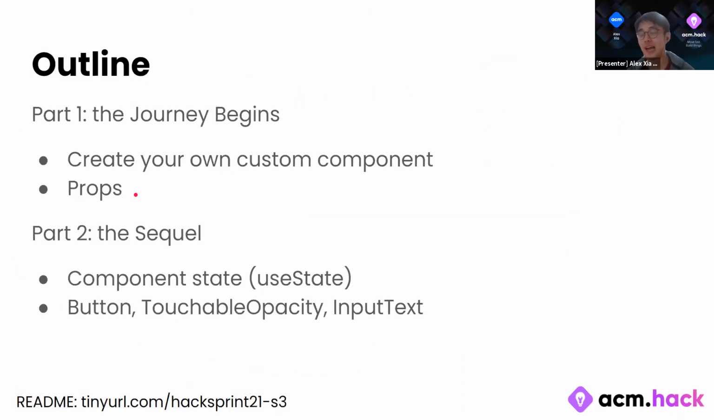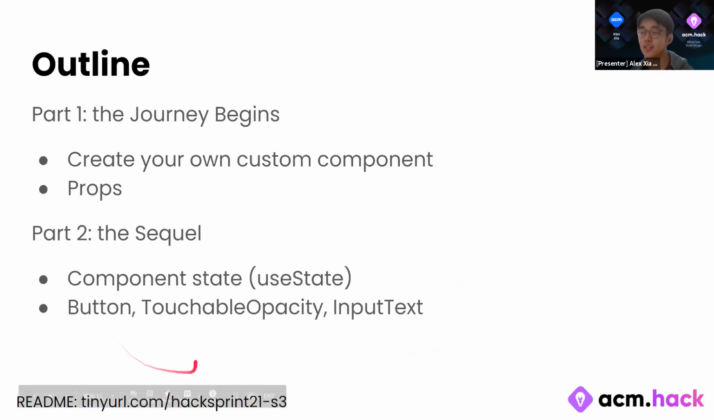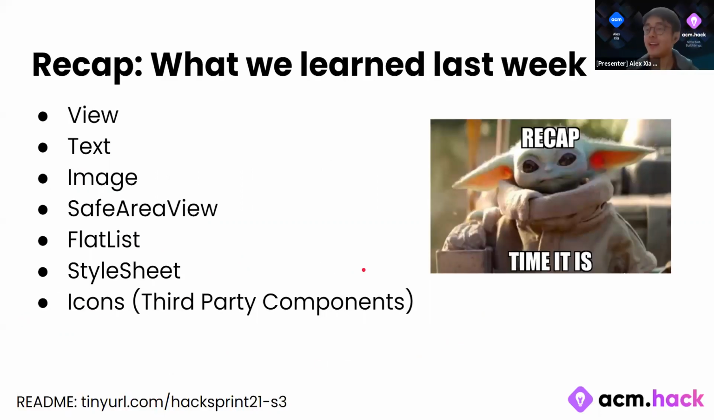The outline for today's workshop is split into 2 parts. In the first part, we're going to be learning how to create our own custom components and something called props in React. And then in part 2, we're going to be learning something called state, and especially a React hook. Don't worry if you don't know that term yet, called useState. And then you're also going to be learning about some user interactive components such as buttons, TouchableOpacity, and TextInput. But before that, let's do a bit of a recap of what we learned last week.